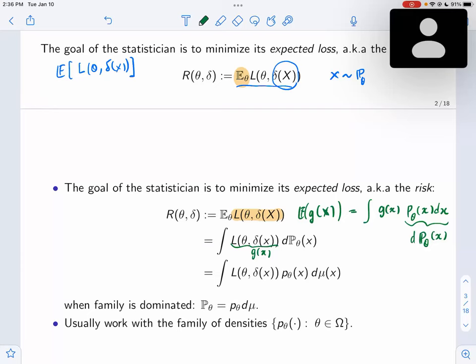Which is just a fancy way of saying that if this distribution capital P theta has a density, with respect to, again, this is a measure theory type of thing, some underlying measure mu, then I can write it as p theta of x times d mu of x. And this mu, traditionally in lower division probability courses, is the Lebesgue measure, if the random variable is continuous, for example, a Gaussian distribution.